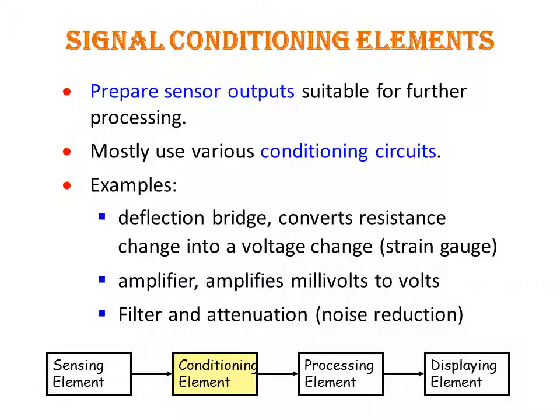For example, we can have a bridge which converts the resistance into a voltage change, and we have an amplifier which can amplify the millivolts to volts. Also, we can have filters or attenuation to reduce the noise. So these are the various conditioning circuits that can be used in the conditioning element in order to make the sensor output suitable for processing.